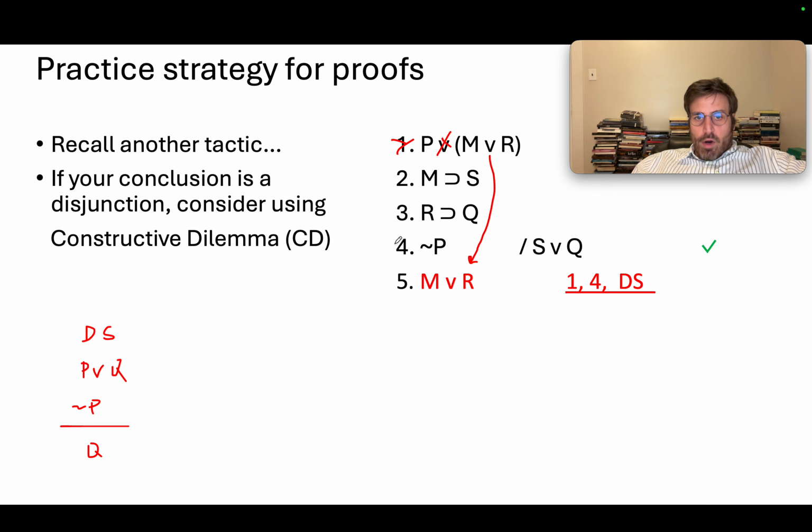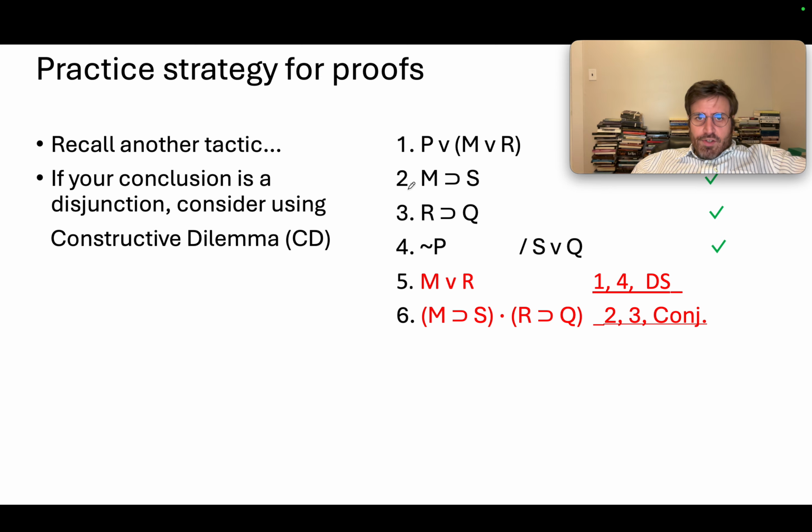So we're going to cross off lines 1 and 4. Now we have either M or R isolated. And so we have to think about what to do next. You will see that these two conditionals can be conjoined, right? We can bring them together with the rule conjunction. So lines 2 and 3 are kind of the next step in setting up our constructive dilemma. We can bring together if M, then S, and if R, then Q with a dot through the rule conjunction. So now I have this set up. We've used line 1, we've used line 2, we've used line 3, and we've used line 4.